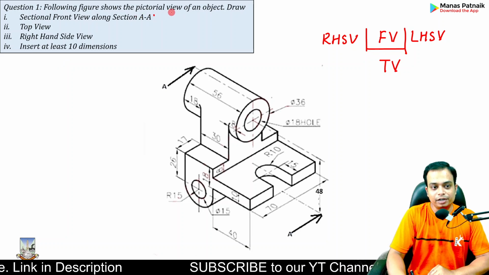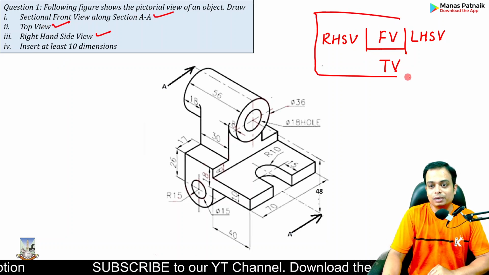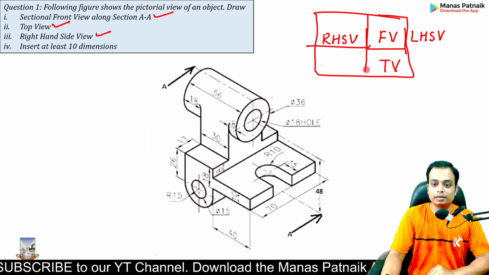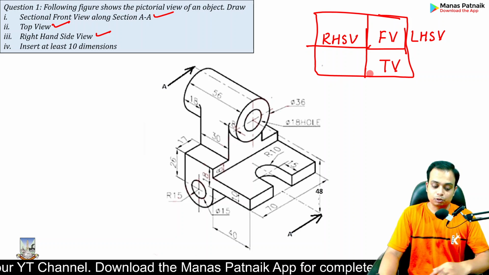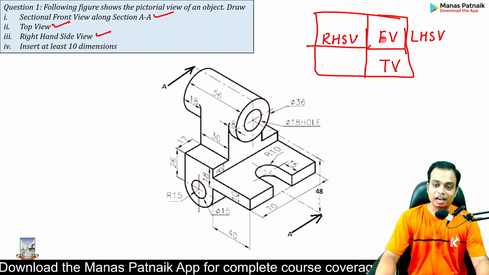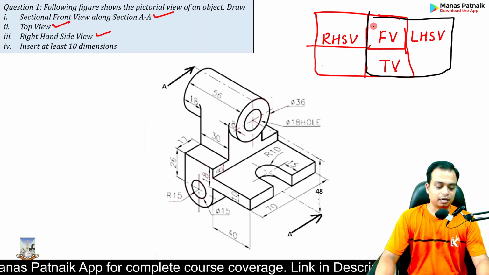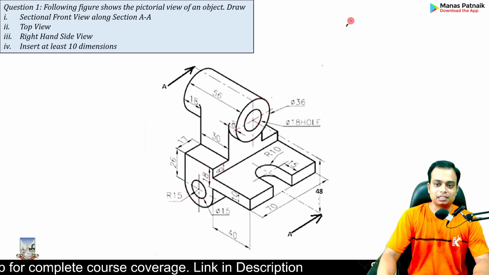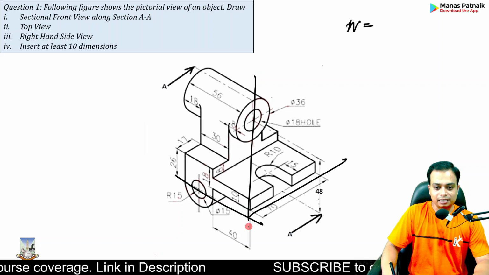What do we need to make, sir? We need to make the sectional front view, the top view, and the right hand side view. So this is going to be our approach layout. This is going to be our layout. I hope you guys understand this very, very well. Okay, if you were supposed to draw the left hand side view, then our layout would have been this, right? I hope you understand this. What is the maximum width? Sir, this is the length, this is the width, and that's the height.